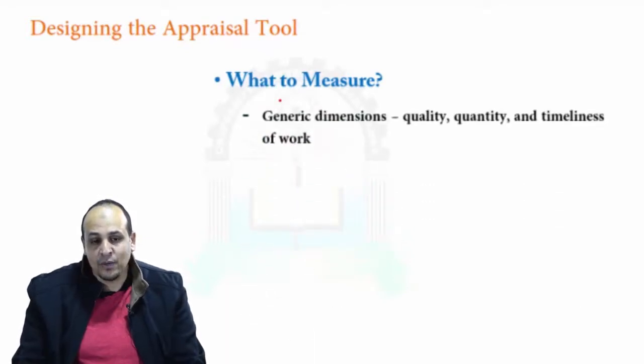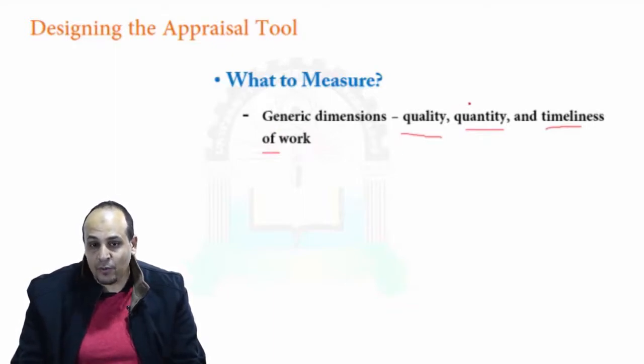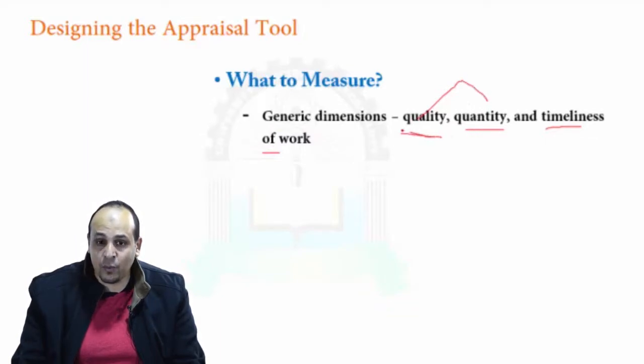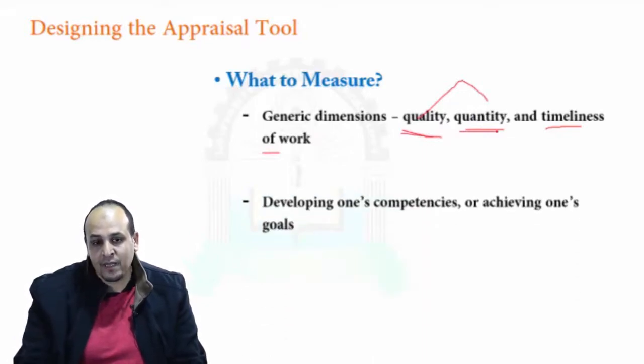Here we can either measure the generic dimensions such as quality, the quantity of the work, timeliness of the work itself. Now these things are actually very important if you're talking about manufacturing industries. So that would be quite easy. Now the strategy of the company that is adopted by top management can define either quality or quantity to pursue while measuring the performance of the employees.